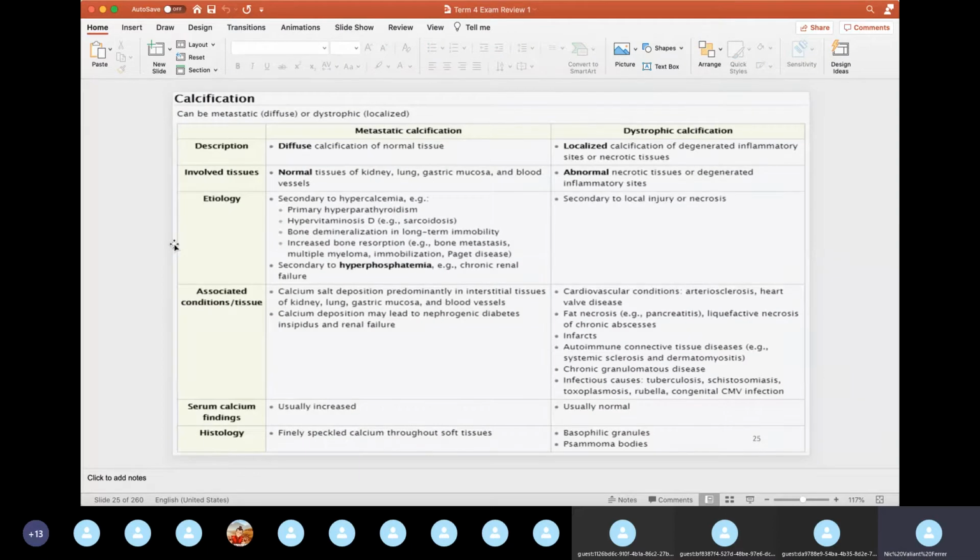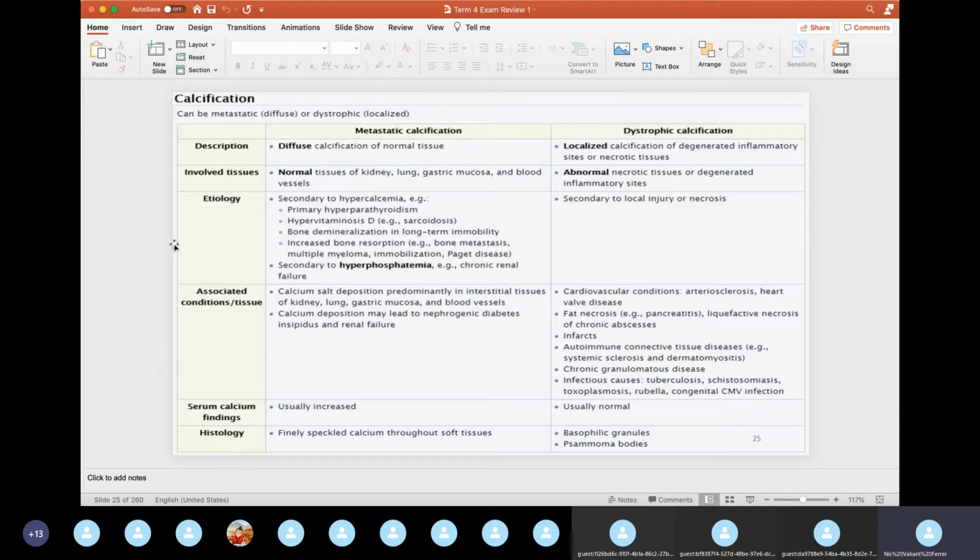This is a high yield table. Two types of calcification, metastatic and dystrophic. Metastatic calcification involves normal tissues, right? It's diffuse calcification of your normal tissues. What happens to serum calcium? It's increased, right? What can we see in the histology? You have some speckled calcium throughout your soft tissues. This is secondary to hyperphosphatemia due to chronic renal failure.